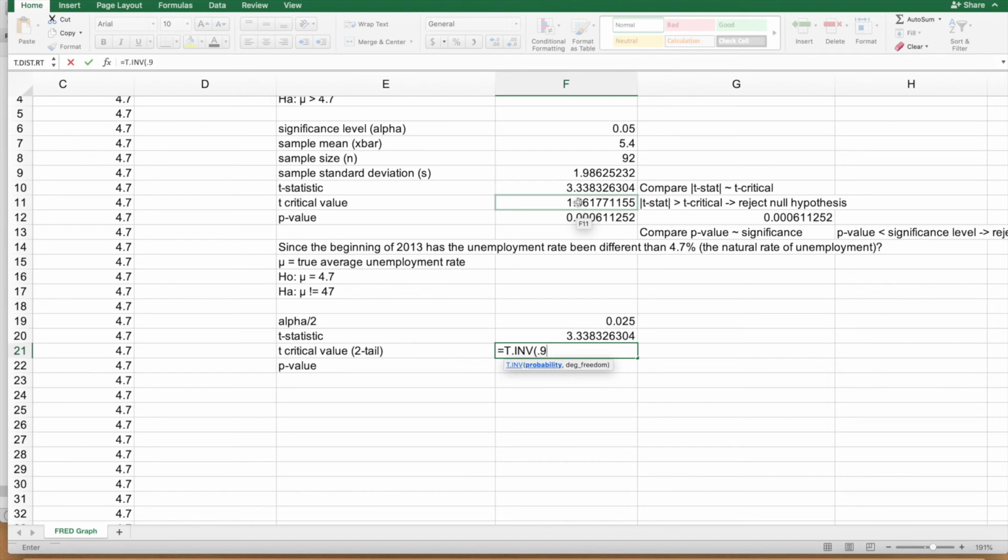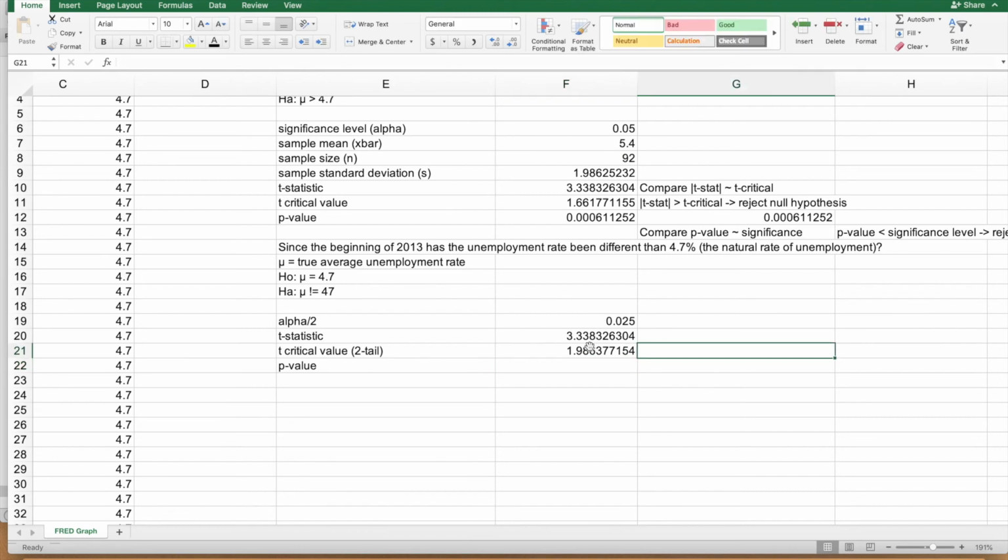So if I want 2.5% in the upper tail, for example, that means there will be 97.5% to the left of the upper tail. Degrees of freedom is n minus 1 again. That doesn't change. And now we have a larger t-statistic. Notice that our threshold is farther away from 0. We need to get a bigger t-critical value. Our t-critical value is larger.